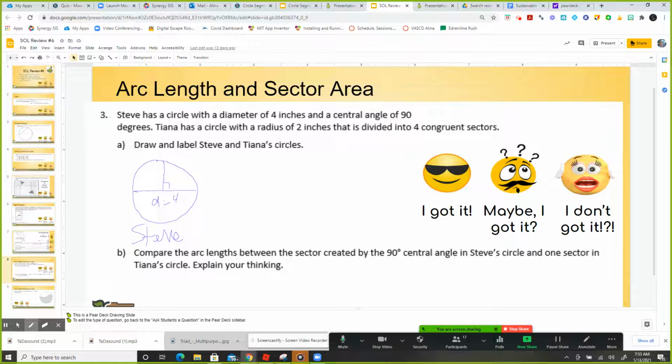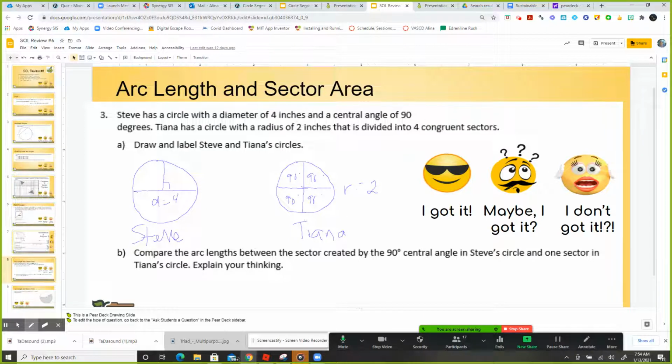Tina has a circle with a radius of 2 inches. And this is Tania. Radius of 2 inches, and it's divided into 4 sectors that are congruent. So if I divide 360 into 4 sections, they're all 90 degrees, correct? Draw and label Steve and Tania's circles.